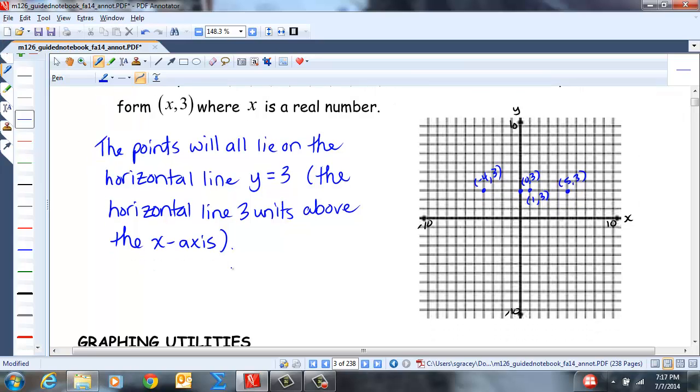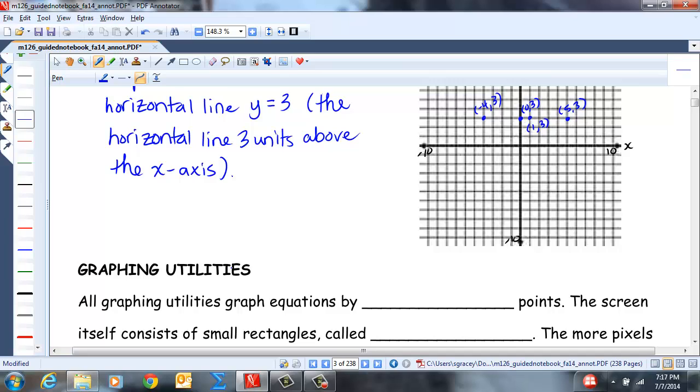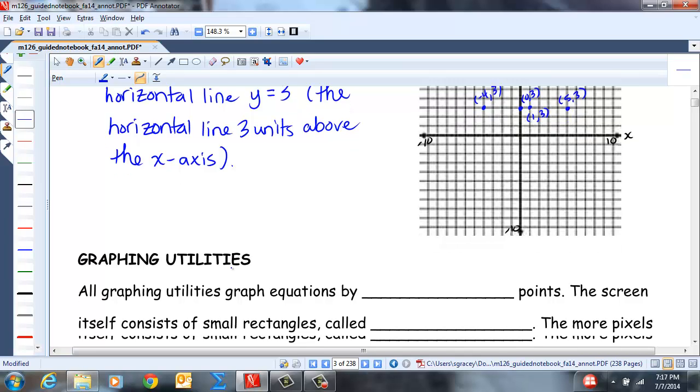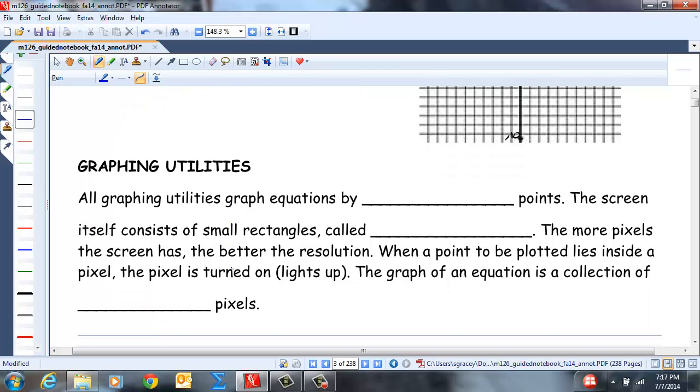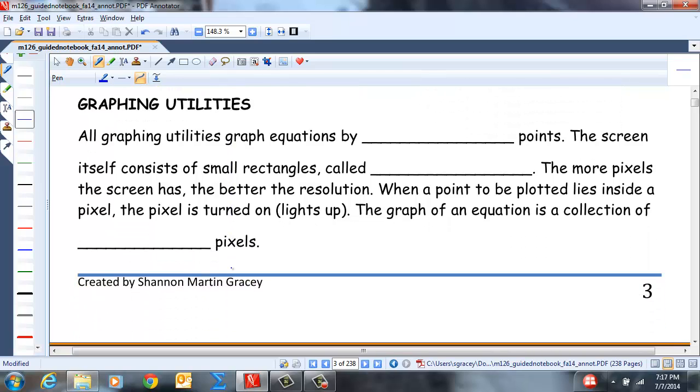Next up, we start talking about graphing utilities. So we're going to be using our graphing calculator throughout the course. All graphing utilities graph equations by plotting infinitely many points. It's amazing. So the screen itself consists of small rectangles which are called pixels. The more pixels the screen has, the better the resolution. So when a point to be plotted lies inside a pixel, the pixel is turned on, it lights up.